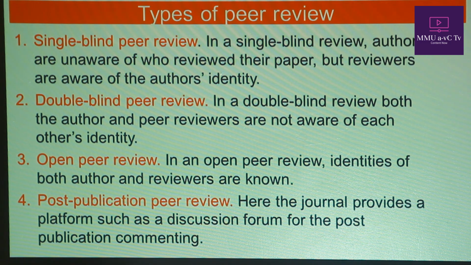The third type is what we call the open peer review. In an open peer review, identities of both author and reviewers are known. So if I am the author and you are the reviewer, all of us will know each other and we shall work together. So I can ask you where maybe I need to improve or where I don't understand some things. So the whole process is transparent and the whole process is open.